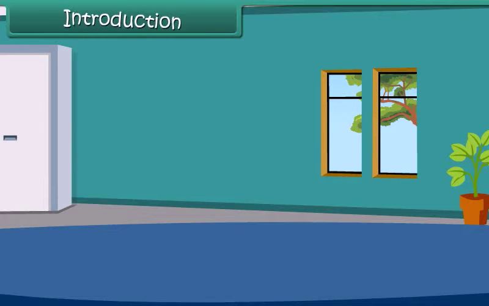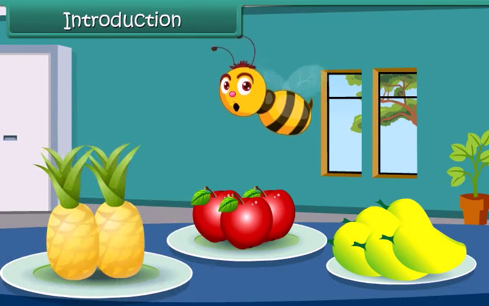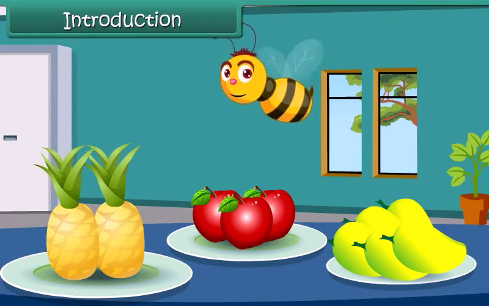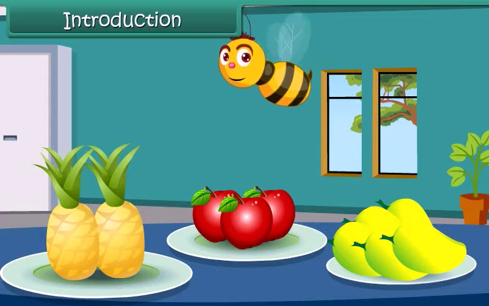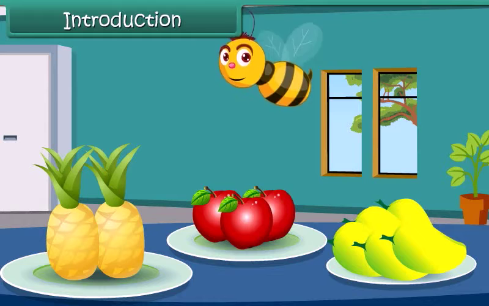Introduction. Hello friends, here you see some fruits are kept on the table. We have 5 mangoes, 3 apples and 2 pineapples. Describing in this manner is called data representation.